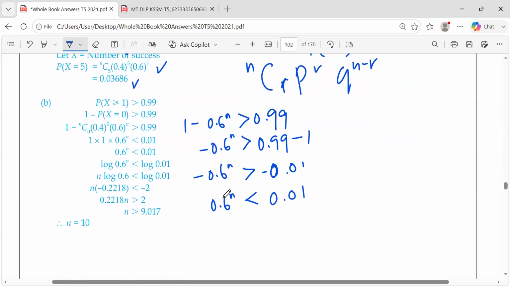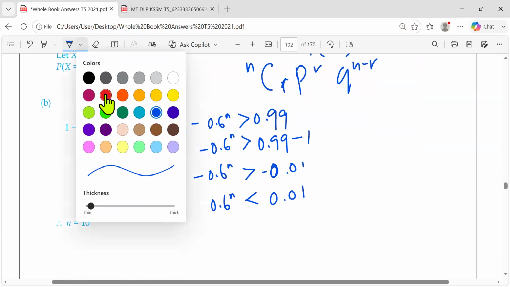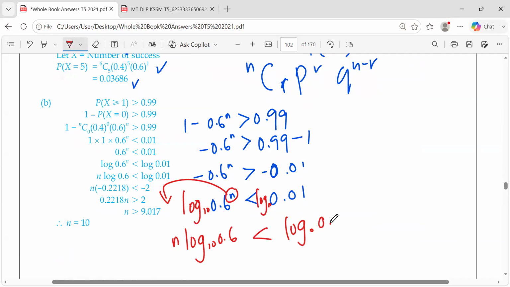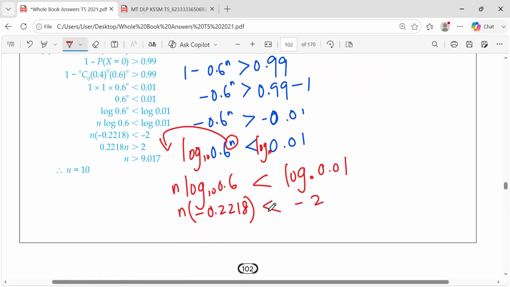So how to solve it? Then using log. Log both sides, and then you press the calculator, and the n can be brought down over here. So using the calculator, because maybe your answer will be negative. So see, the answer will be negative. So be very careful when the question involves a negative in an inequality.